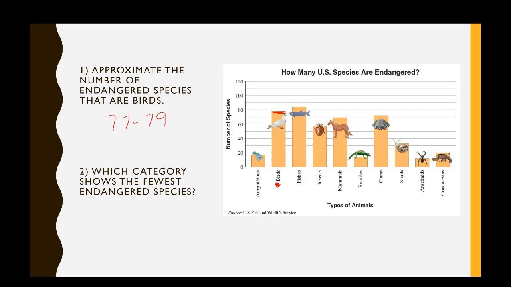Number 2 says which category shows the fewest endangered species. So you would find the bar that is the shortest, and that would be right over here. You could do the same thing if it asked which shows the greatest. You would find the bar that is the tallest. Pretty simple.